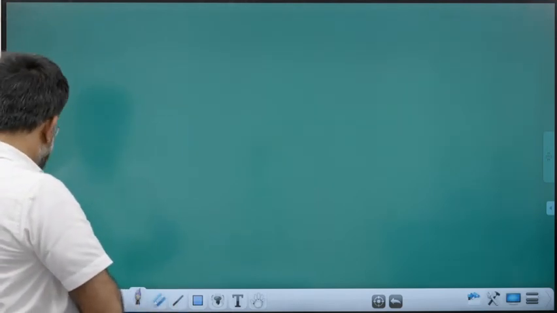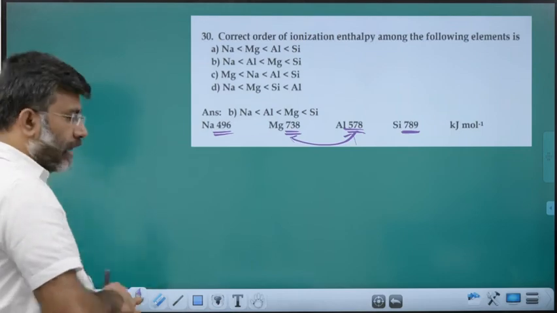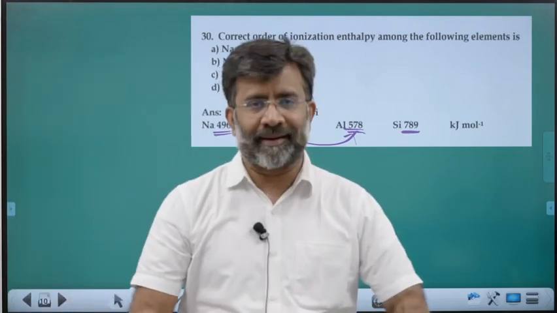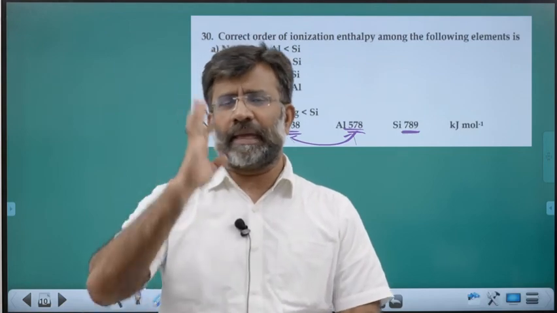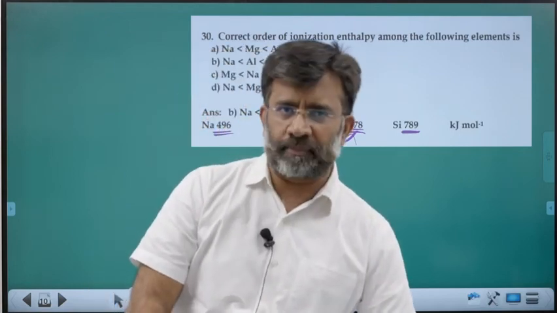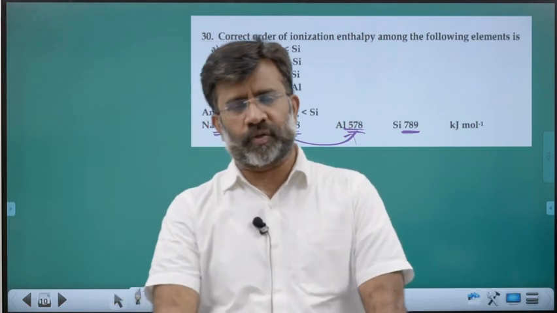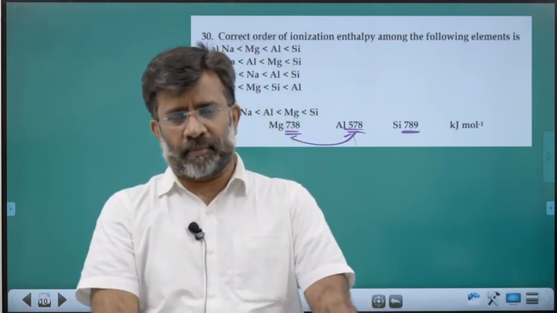So that was the last question to discuss from the concerned chapter. So we have gone through some typical example questions from chapter 3, that is classification of elements and periodic properties.